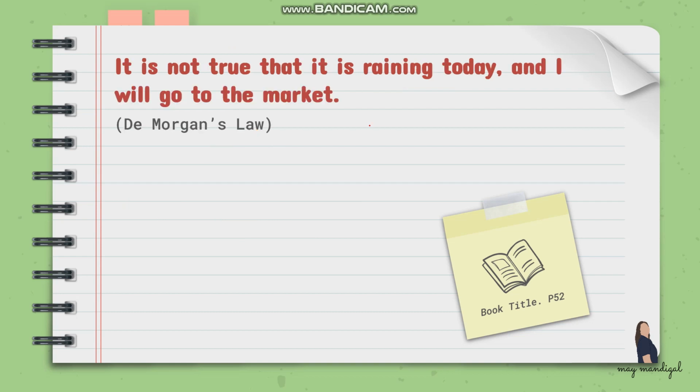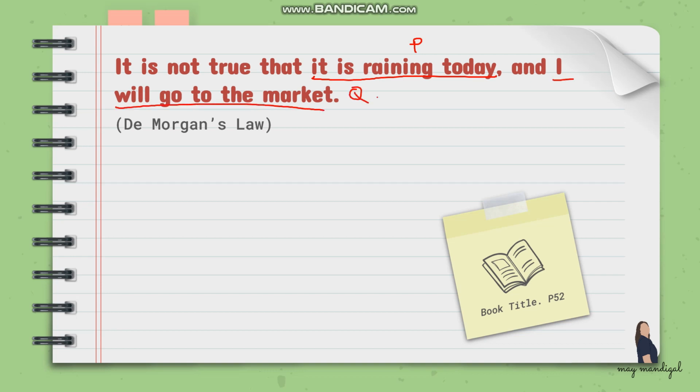It is not true that it is raining today and I will go to the market. So this one, we will be applying De Morgan's law. Like what we did in the first one, all you have to do is to identify first the propositions involved in this given statement. So, it is raining today: this is our P.